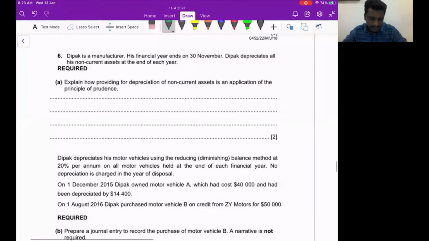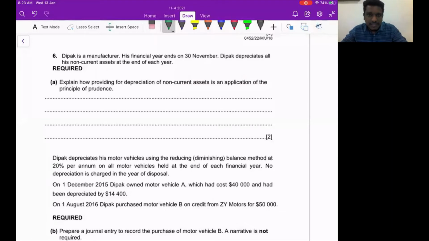Okay, question number 6. Deepak is a manufacturer. His financial year ends on 30th November. Deepak depreciates all his non-current assets at the end of each year. Very good. Explain how providing depreciation of non-current assets is an application of prudence.